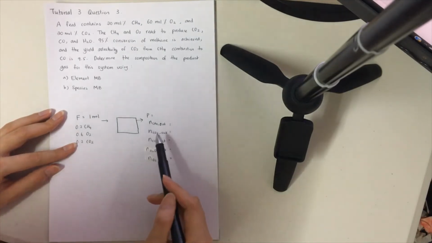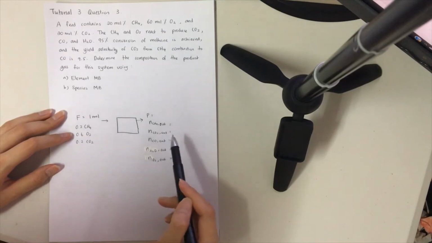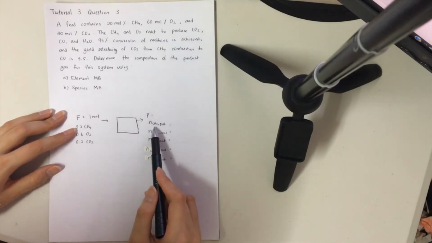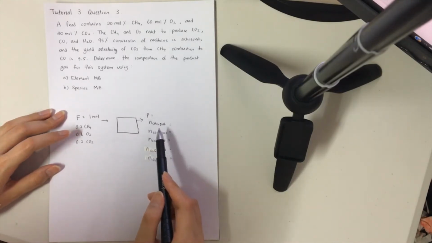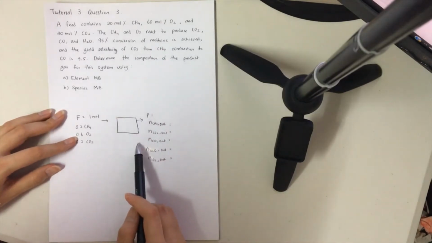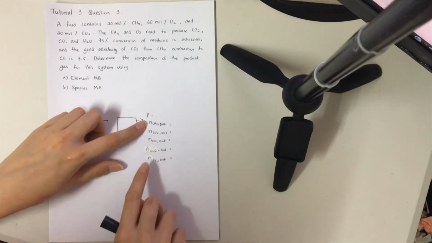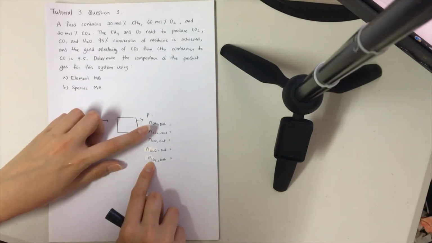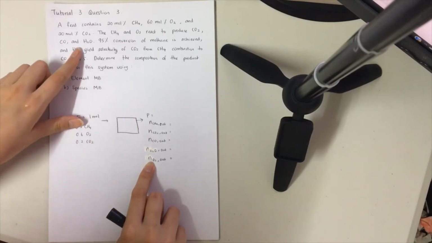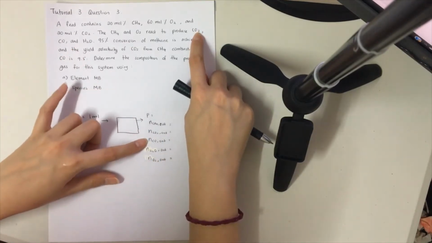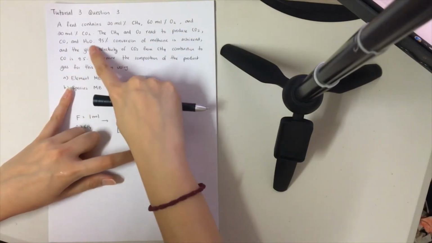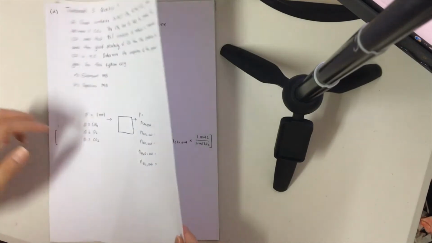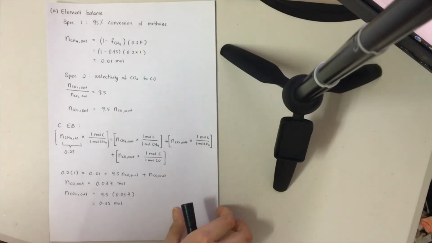And you also cannot assume that everything is reacted. There may be some CH4 that is not being fully reacted, or O2 that is not completely reacted, so we need to have these two components still in the product stream. Then we know that there is CO2, there's also CO and H2O that is produced. So part A, we will do element balance.